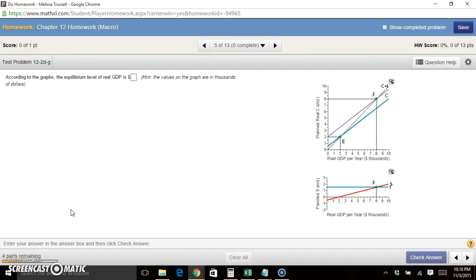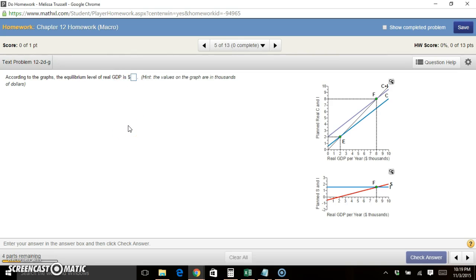This is problem 12-2 parts D through G from chapter 12 of your textbook. And we're given two graphs here. We're given one that has real GDP on the x-axis and planned real consumption and investment, or C&I, on the y-axis, and we're given another that has real GDP per year on the x-axis and planned savings and investment on the y-axis. And we're asked to use these graphs to find the equilibrium level of GDP.